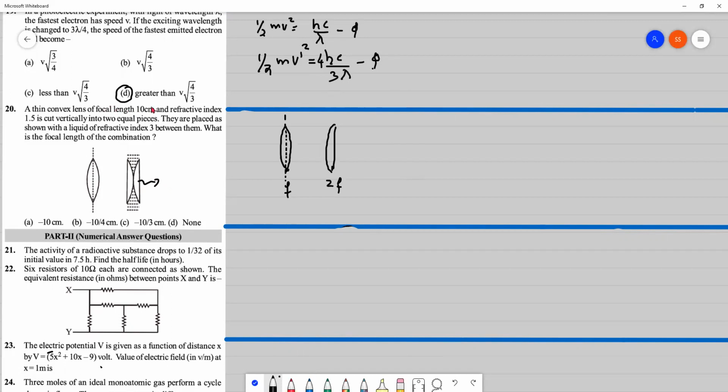2f means here f is equal to 10 centimeter. This is 10 centimeter means this focal length is 20. This focal length is also 20. You have another liquid lens in between. That is a concave lens. So you have to find the focal length of the liquid lens.